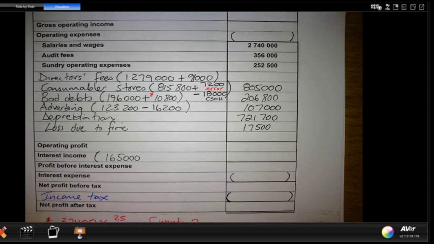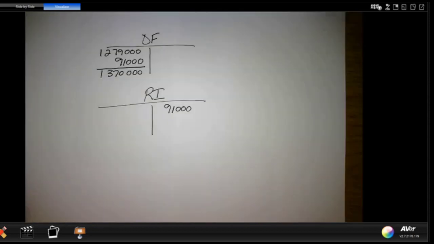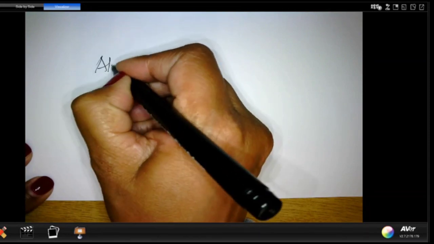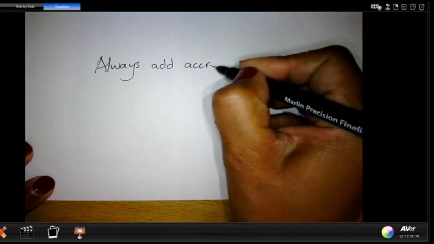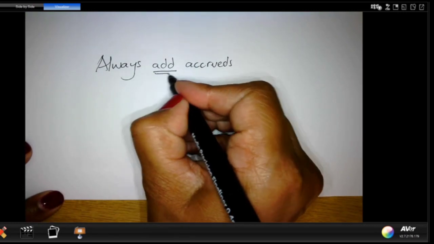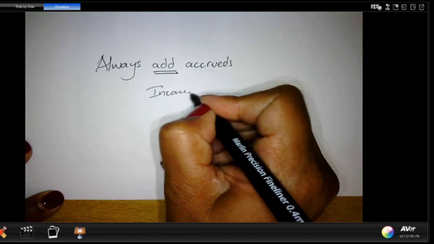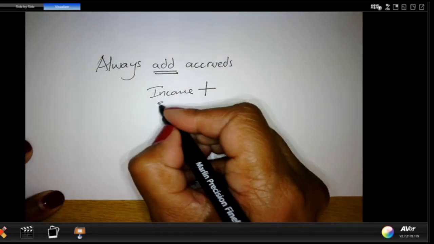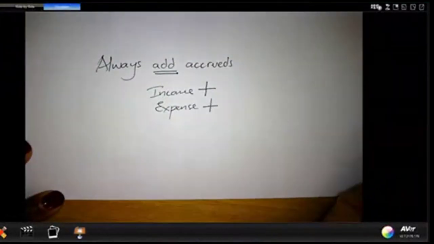So my rule is as follows. When it comes to prepaid expenses, I'm going to write it down. Always add accrued. Always add your accrued. What are you adding it to? I'm going to take my income in my pre-adjustment trial balance and I'm going to plus my accrued. I'm going to take my expense in my pre-adjustment trial balance and I'm going to plus my accrued.